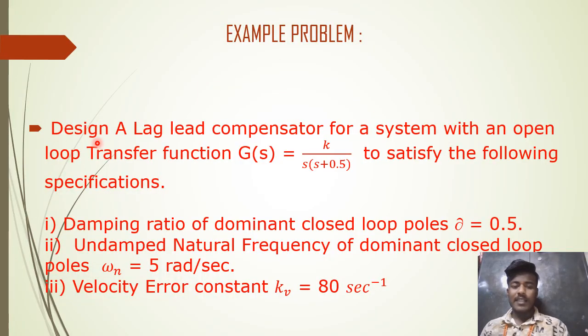Example problem. Design a lead compensator for a system with an open loop transfer function G(s) equal to K by s into (s plus 0.5) to satisfy the following specifications. Damping ratio of dominant closed loop poles zeta equal to 0.5. Undamped natural frequency of dominant closed loop poles omega n equal to 5 radians per second. Velocity error constant Kv equal to 80 second inverse.